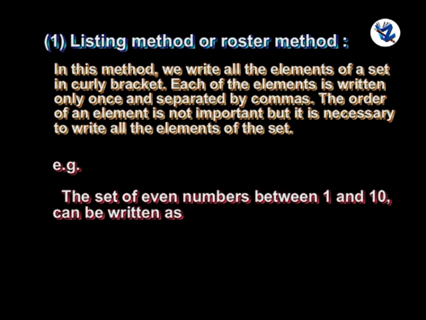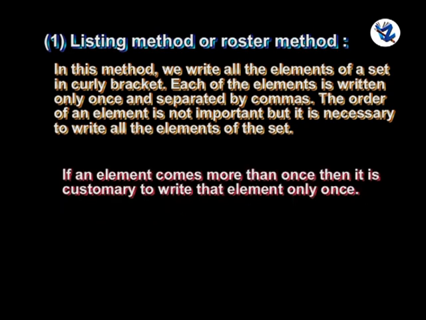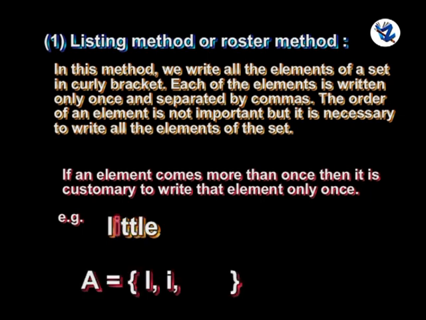For example, the set of even numbers between 1 and 10 can be written as A is equal to {2, 4, 6, 8}. If an element comes more than once, then it is customary to write that element only once. For example, in the word little, the letters L and T are repeated more than once. So the set of letters of this word is written as A is equal to {L, I, T, E}.